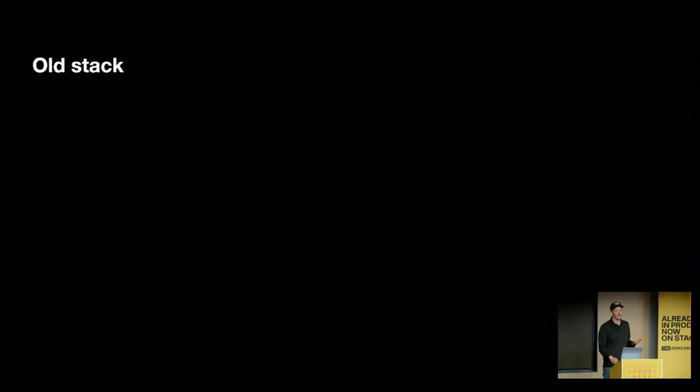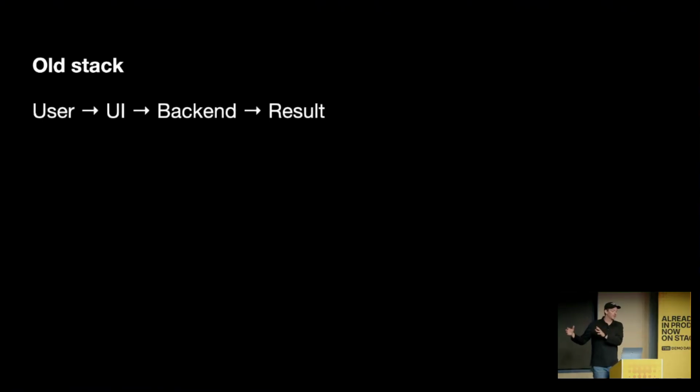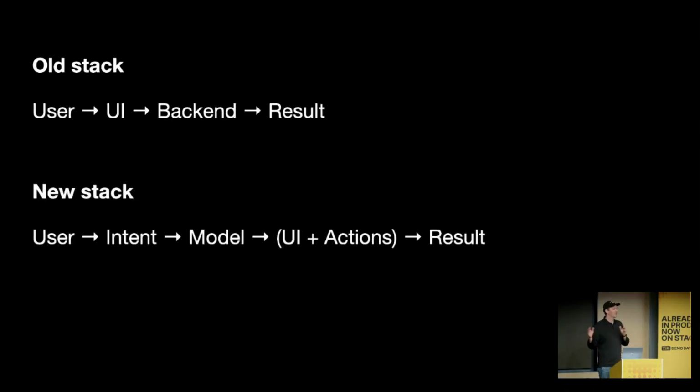The old stack of how this worked: the user would interact with the UI, it would hit a backend, and you get the result. Very clear, kind of logical progression. But now, with the new stack, the user expresses an intent, a suggestion, an idea. And from that, you send it to the model, and the model is what creates the UI and actions, and that's the result. This step of being able to express intent to the models, I think is really profound. I think this is the biggest shift.